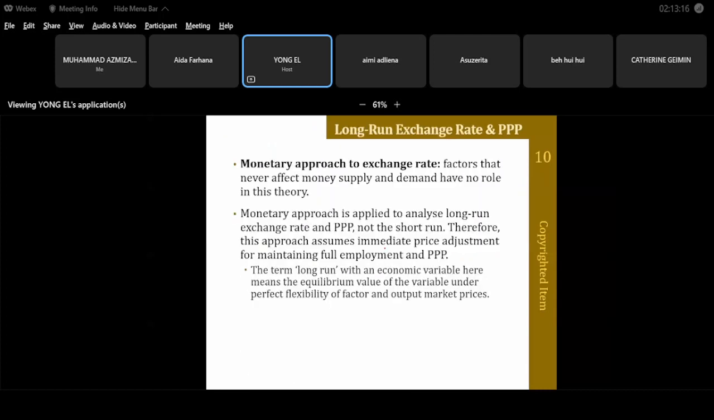Here, long run exchange rate and PPP. From this slide on, our analysis will become more and more complicated, and you will be given several other equations. Okay. You've got to pay attention and try to understand as much as possible. Otherwise, you will have barriers to understanding even more. Long run exchange rate and PPP.